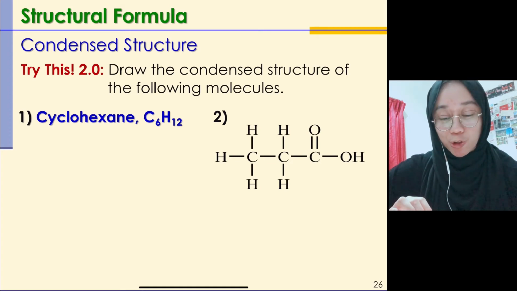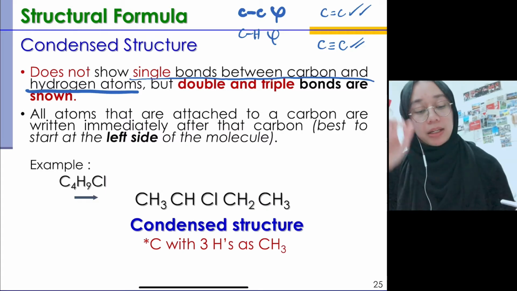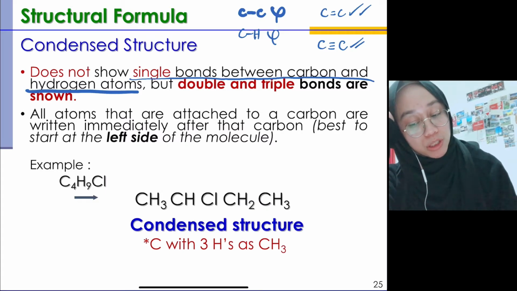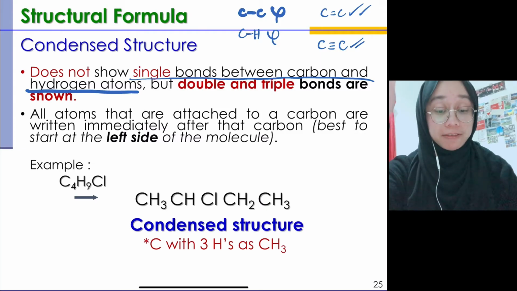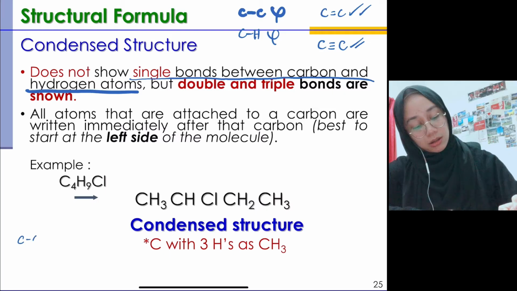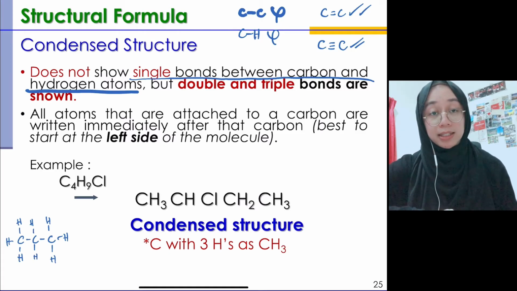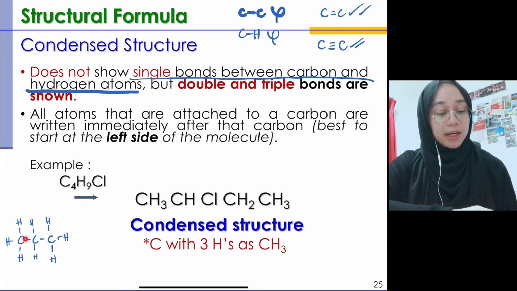Miss kata Miss nak tunjuk contoh kan. Okay, sekejap. For example, okay, kan dia kata it is best to start at the left side of the molecule. So, for example, kalau kamu ada C, okay, Miss ambil propane lah. Okay, so ada 3 carbon dekat sini. And carbon tu masing-masing dia ada benda atom yang lain lah yang attach dengan dia. So start from the left.